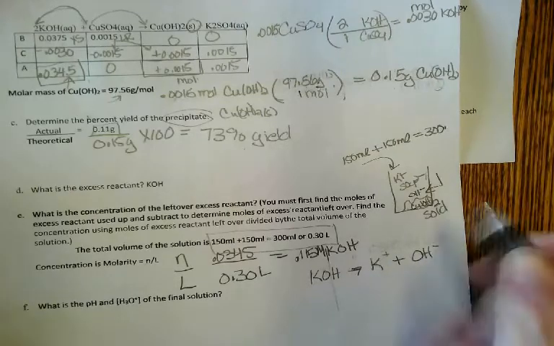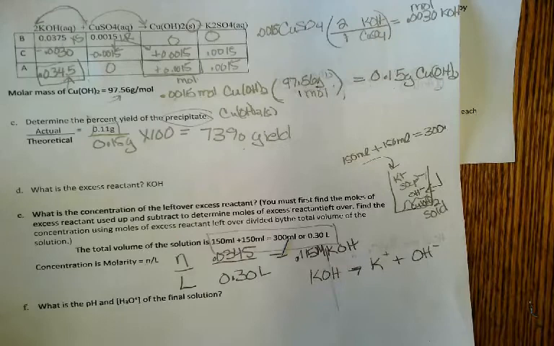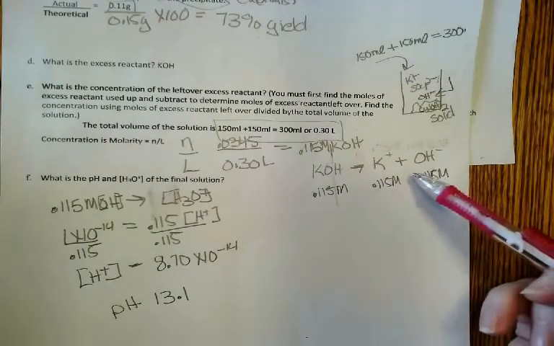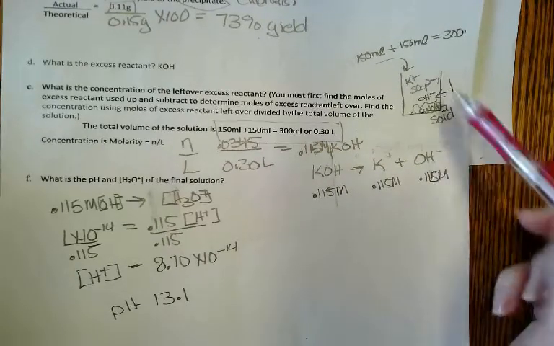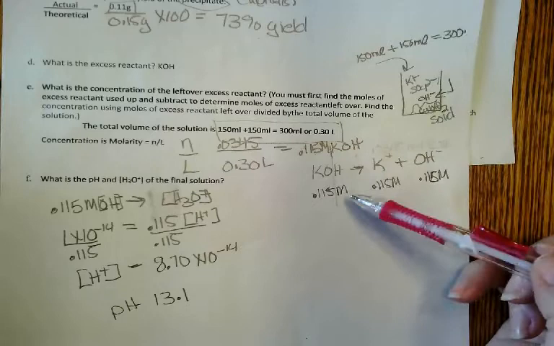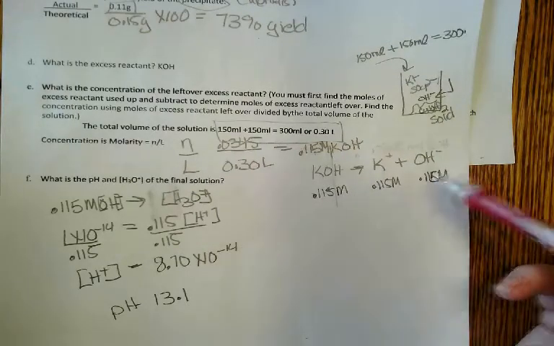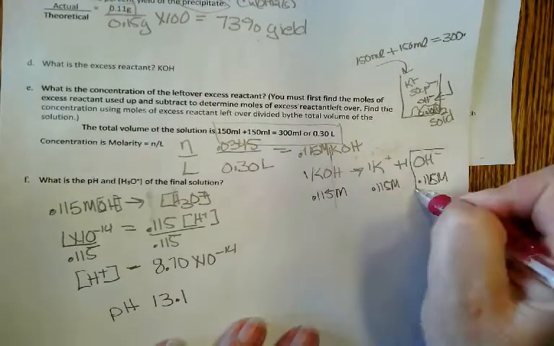So when I break this down, I have one of these breaks up into one of these and one of these, and they're in the same amount of solution. So my molarity, my concentration is going to be the same for each of these species. It's a 1 to 1 to 1 ratio. This is my OH concentration.